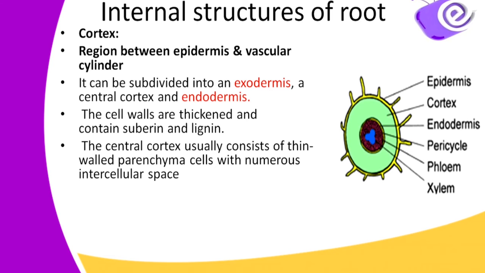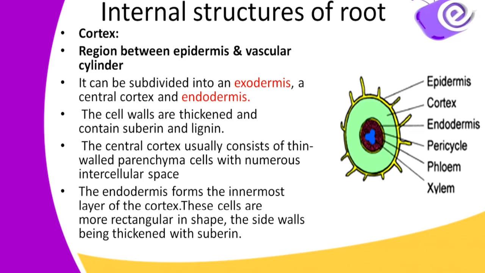So the cell walls are thickened and contain suberin and lignin. The central cortex usually consists of thin-walled parenchyma with numerous intercellular spaces. What about the endodermis? It forms the innermost layer of the cortex. These cells are more rectangular in shape, and the side walls are thickened with suberin. If you look at the endodermis, it's just the part right after the cortex. So after the cortex, you have the endodermis.